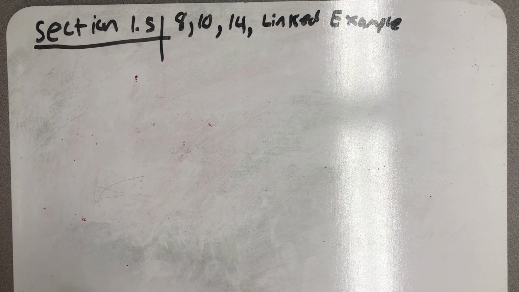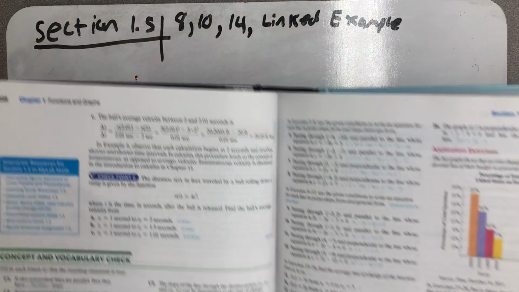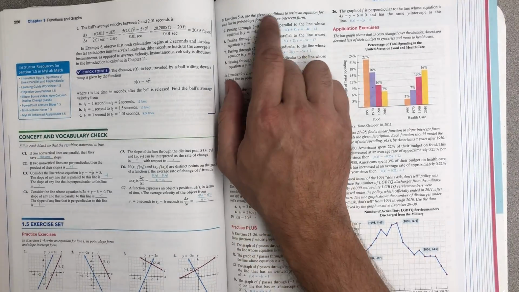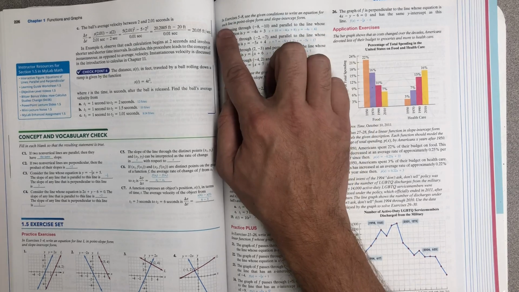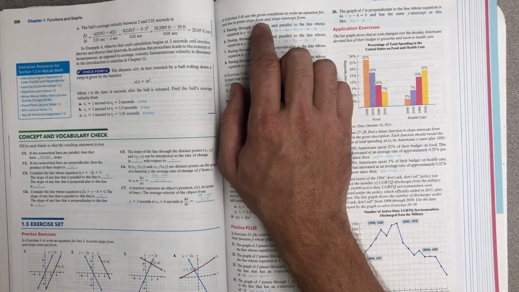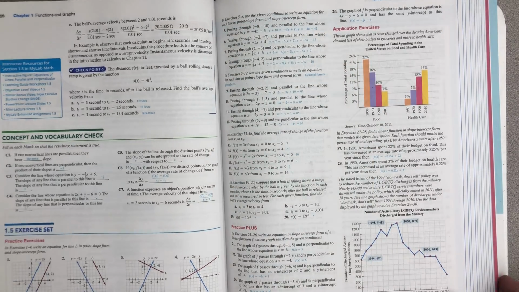Let's go over the examples from section 1.5. These are in the textbook on page 226. We're going to start with number 8, which I guess actually appears on page 227. Use the given conditions to write an equation for each line in point-slope form and then slope-intercept form.